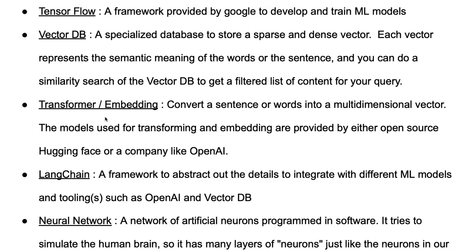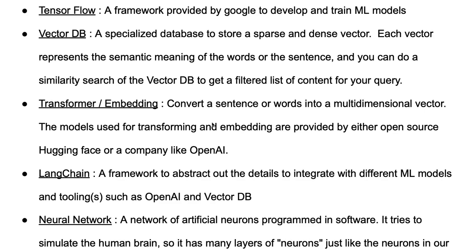Third important one is transformer embedding. That's related to the vector DB. What it does is convert a sentence or words into multidimensional vectors. The models used for transformer embedding are provided by open source, one of the famous ones being Hugging Face, or companies like OpenAI. It translates your sentence or words into mathematical vectors, and then you can do mathematical calculation to do the similarity search.